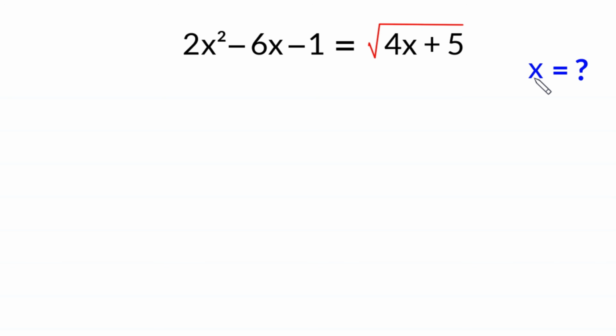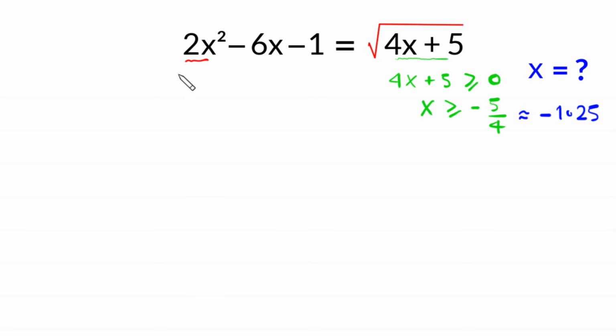So let's start. Since this expression 4x plus 5 is under the square root, 4 times x plus 5 must be greater than or equal to 0. This implies that x must be greater than or equal to negative 5 over 4, which is approximately equal to negative 1.25. Now to make this 2x squared a perfect square, we multiply the whole equation by 2.